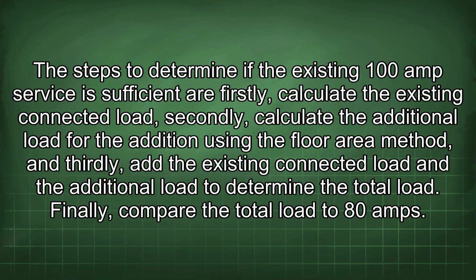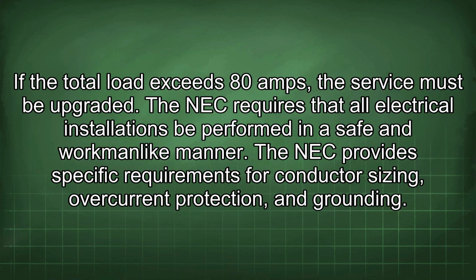The steps to determine if the existing 100 amp service is sufficient are: firstly, calculate the existing connected load; secondly, calculate the additional load for the addition using the floor area method; and thirdly, add the existing connected load and the additional load to determine the total load. Finally, compare the total load to 80 amps. If the total load exceeds 80 amps, the service must be upgraded.